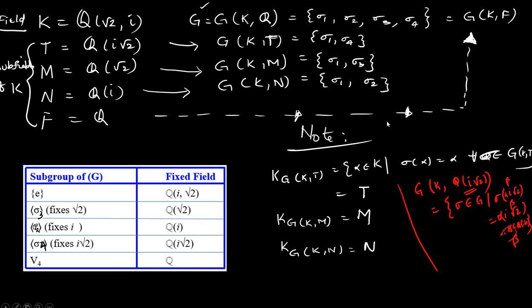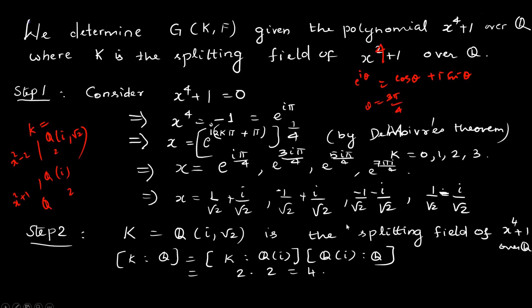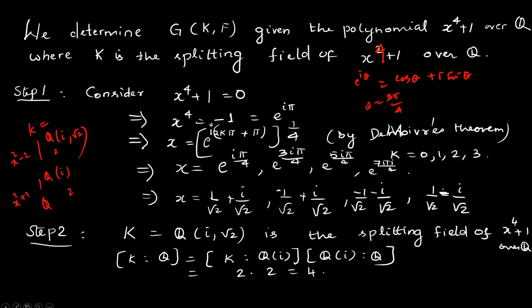And here all these elements will fix Q. The elements of Q as such, they won't change. You don't have any change in your a, b, c, d; they are the elements taken from Q. So all the automorphisms leave the base field elements fixed as far as G of K over Q is concerned. So your G of K over Q will be the entire G.